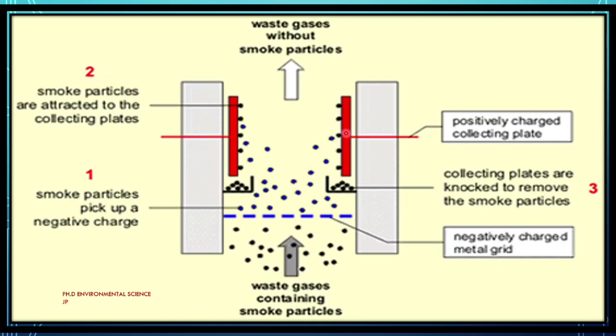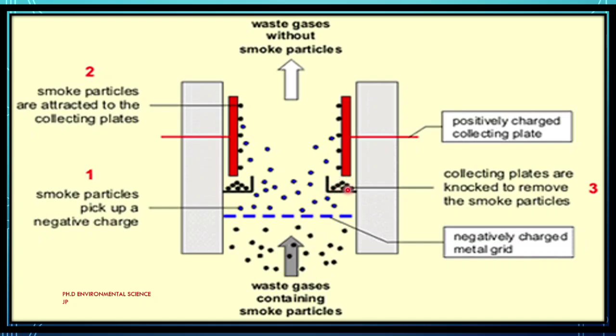These plates are typically arranged in such a way that they can effectively capture the particles from the flowing gas stream. Then the collecting plates are periodically cleaned by mechanical rapping or vibrating mechanisms that knock the particles off the plates. The dislodged particles fall into the collection system below, from which they can be removed and processed.